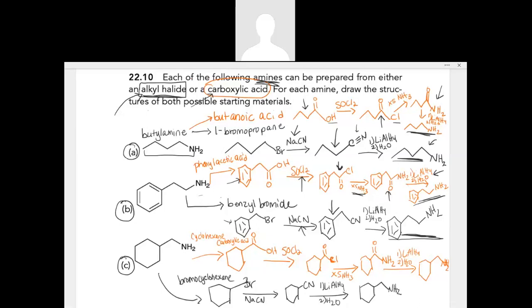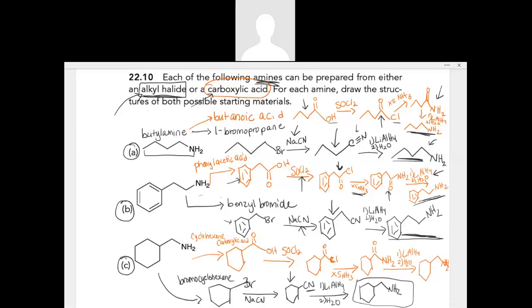Treat that with sodium cyanide. We get the corresponding cyclohexane with the cyano group here. Now we have to reduce that using lithium aluminum hydride and water to get our final product here.